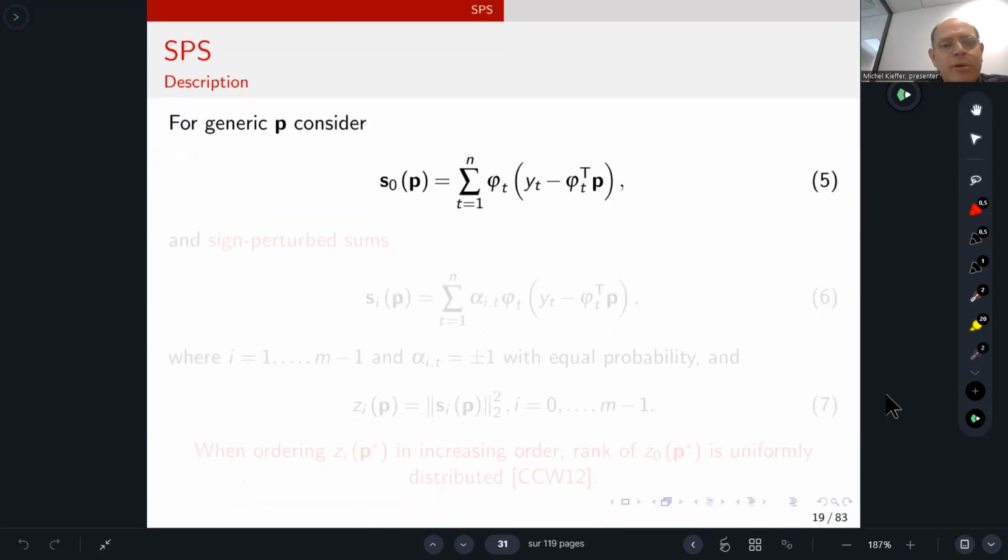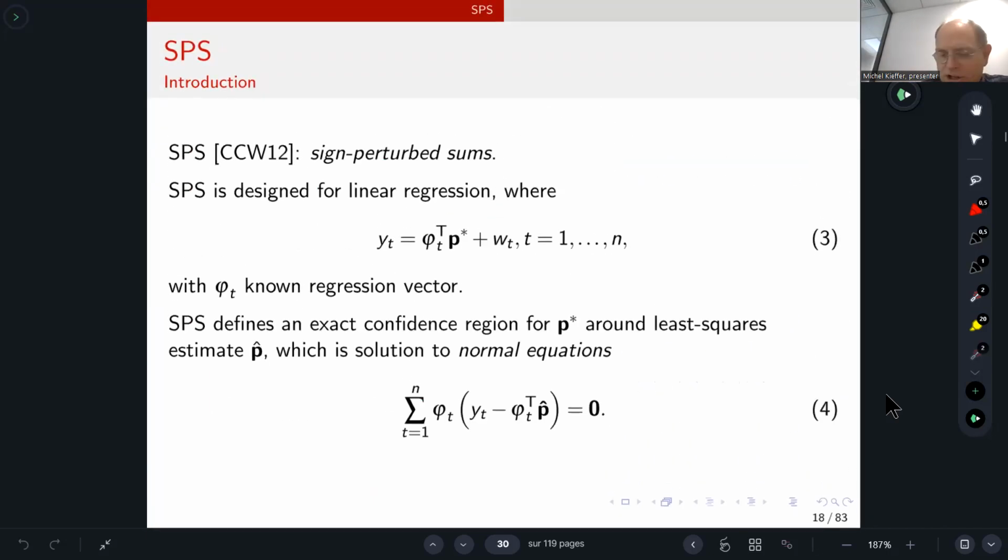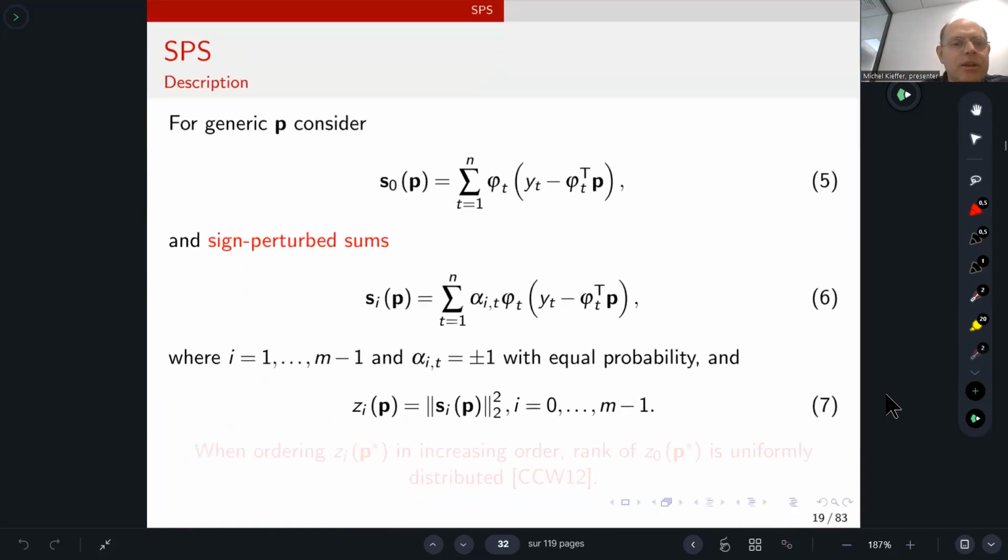So for that purpose, we introduce this function S0. This is simply the normal equation, which has to be 0. And afterward, we also introduce the sign perturbed sums.